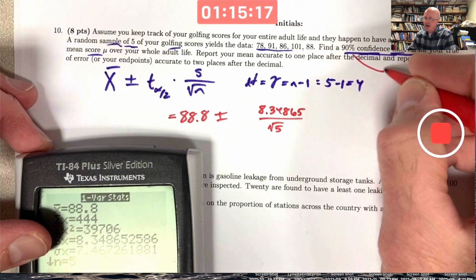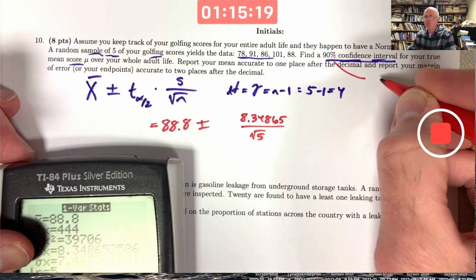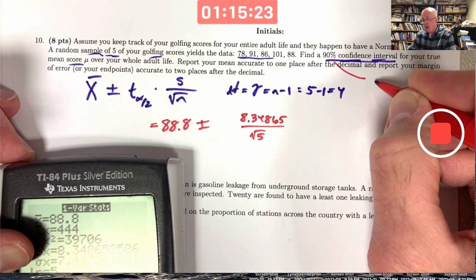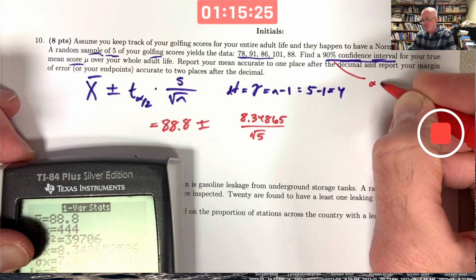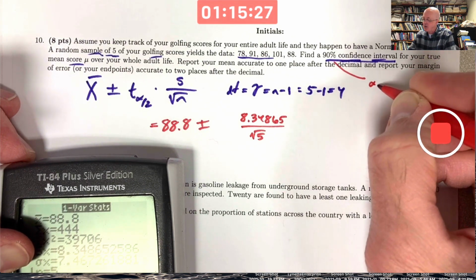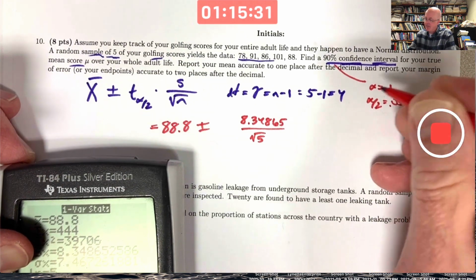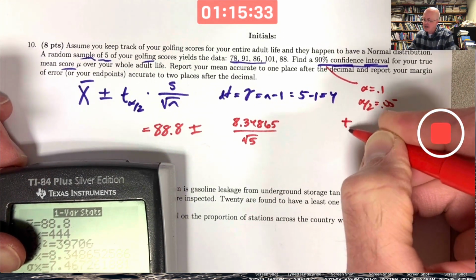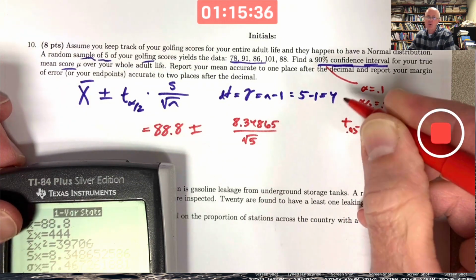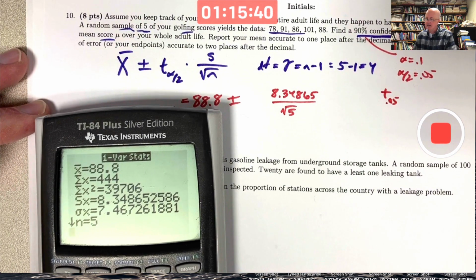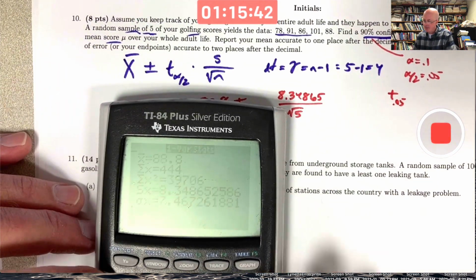It's a 90% confidence interval. 100 times 1 minus alpha would be 90. So 1 minus alpha is 0.9 and alpha is 0.1. So alpha over 2 is 0.05. So we're after t sub 0.05 based on 4 degrees of freedom. Let's just do that with the calculator here.